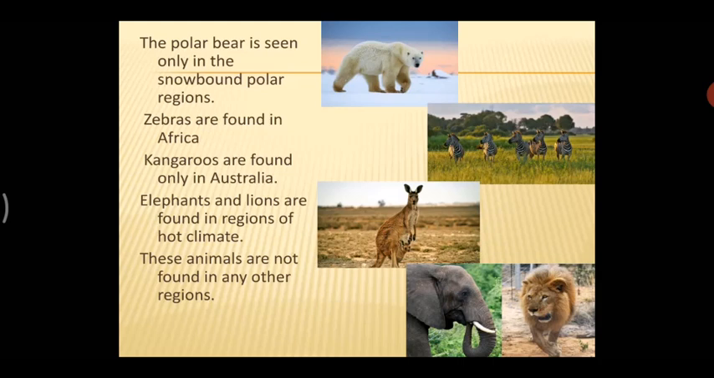Now, can a zebra be found in the snowbound polar regions? No, they won't be able to survive, just as we wouldn't. If we go to some foreign country where it snows a lot, some people are adjusted to the climate, but some are not. So what will happen? We will fall sick. It's the same with animals. If they are not adjusted to the climate, they won't be able to live. For example, we can't find polar bears in hot climate regions. Have you seen? No, they are always found in the snowbound regions where there is snow. We'll move to the next slide.